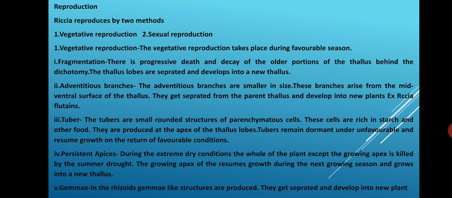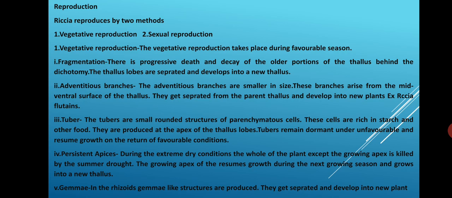There is a progressive death and decay of the older portions of the thallus behind the dichotomy. The thallus lobes are separated and develop into a new thallus. Sometimes the thallus lobes are bifurcated accidentally. The second method is adventitious branches. The adventitious branches are smaller in size. These branches arise from the mid-ventral surface of the thallus. They get separated from the parent thallus and develop into a new plant. Example: Riccia fluitans.